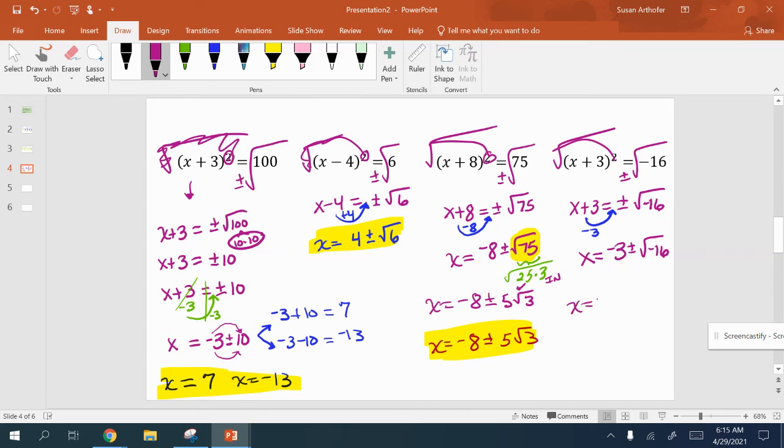The x, the equal, the negative 3, the plus or minus are fine. We just have to clean up square root negative 16. Well, okay, so for negative, out is i. And then square root of 16 is just 4. Out is 4. So this would be 4i. Because isn't the square root of negative 16 4 and then i? Right? And that would be our final answer. Negative 3 plus or minus 4i.